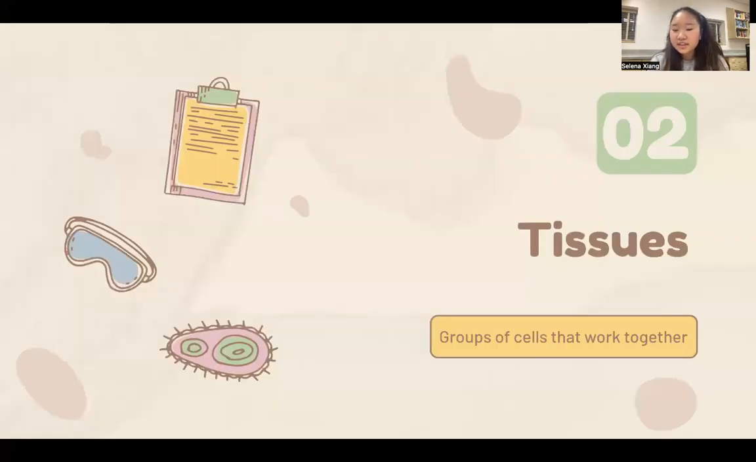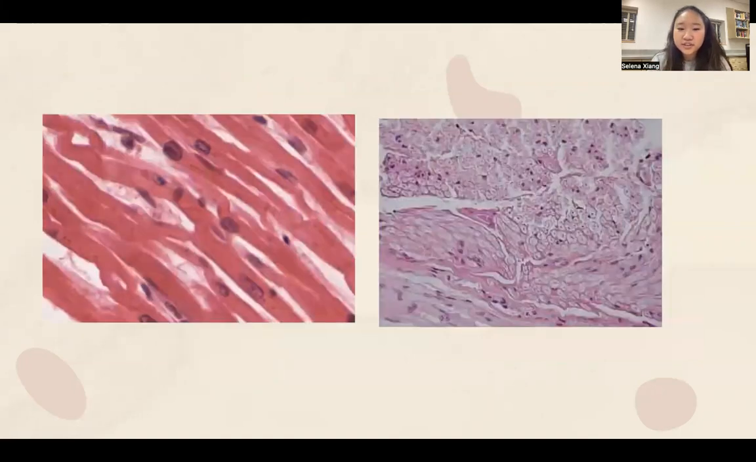All right, next, let's look at tissues. So tissues are basically groups of cells that work together. Here we have 2 different types of tissues. The one on the left here is a muscle tissue. If you think about muscles, if we took a little sample of that, that's what we would see under the microscope. On the right side here, we have what's called a nervous tissue.